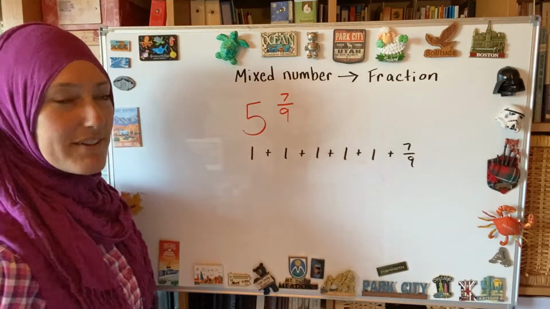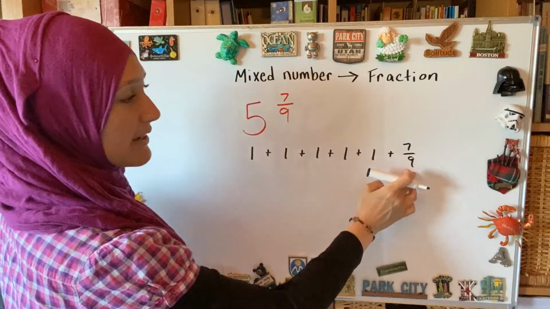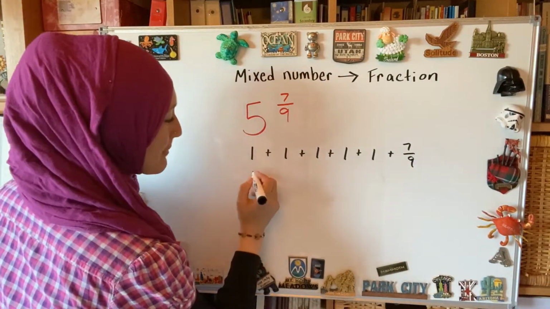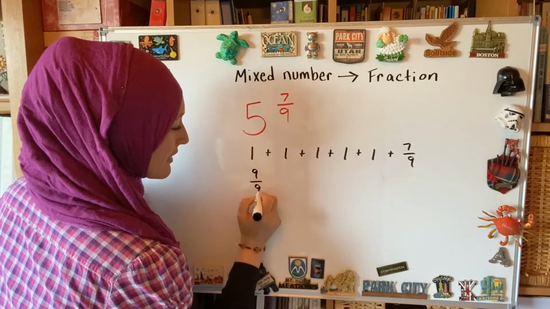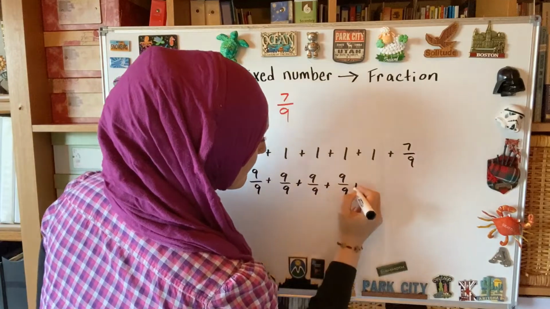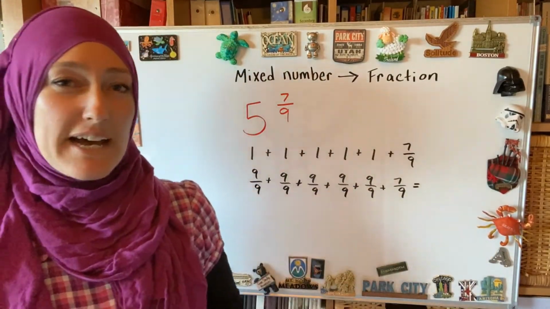And the leftover 7/9. Represent each of the 1 as a fraction. I want to use my 9 as my denominator because that's the one that's going to work the best. So each one will be 9/9, which is 1 whole. Okay, then you add them all together.